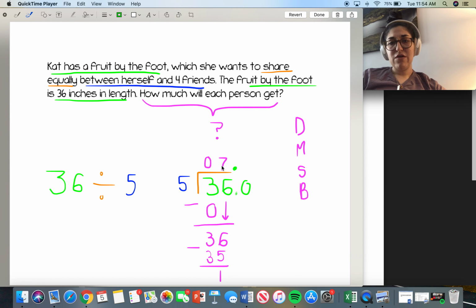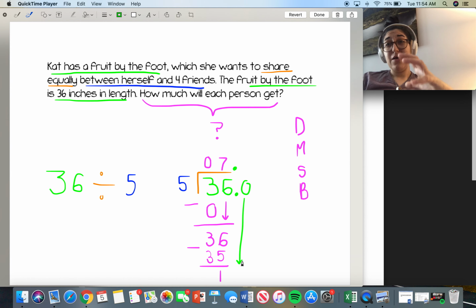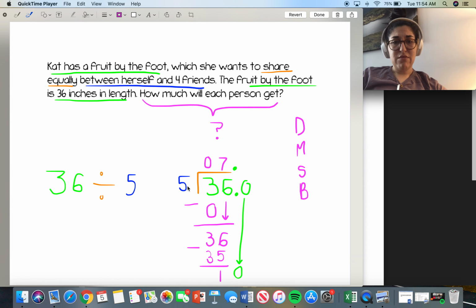So in other words, 5 goes into this 36 7 whole times, and then there's going to be some left over that I'm going to use to help me figure out how many fractions of a time it can also go in, right? So bring down my 0, and then I'm going to say, well, 5 goes into 10 how many times? 5, 10. It goes in twice. It goes in exactly twice, which is nice.